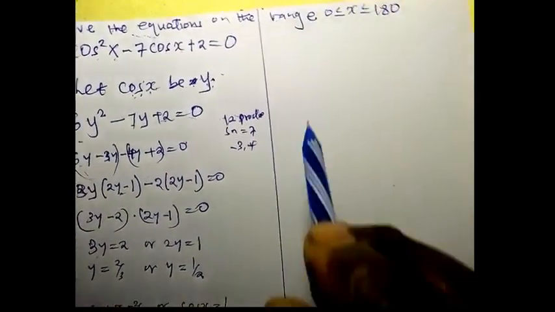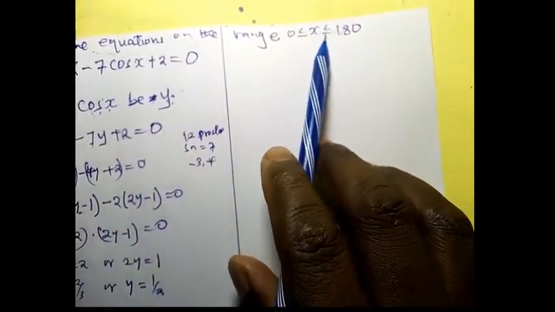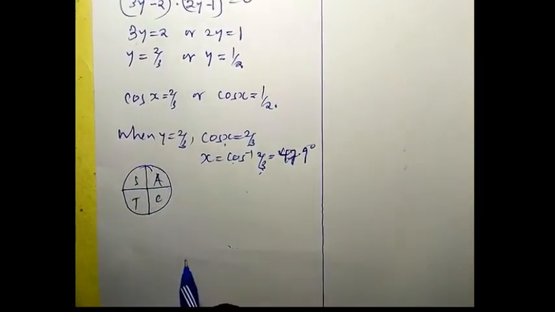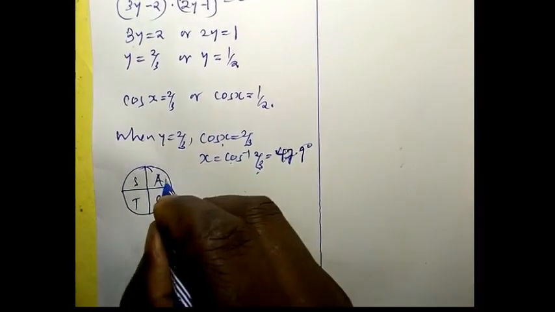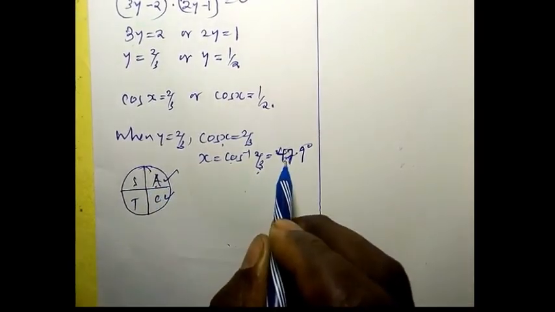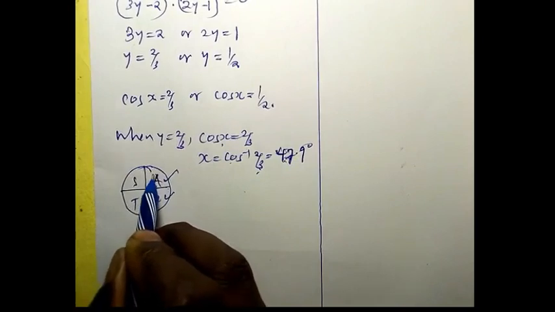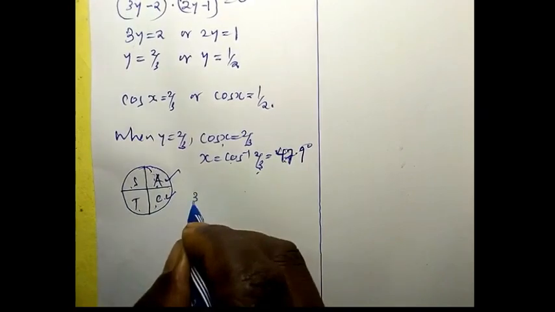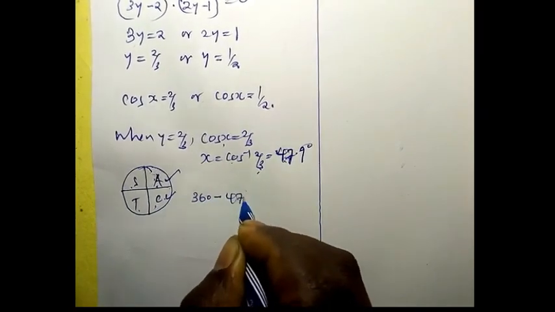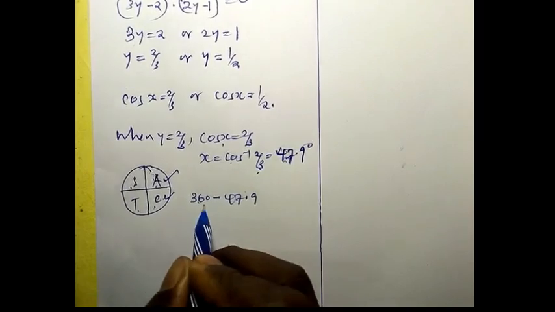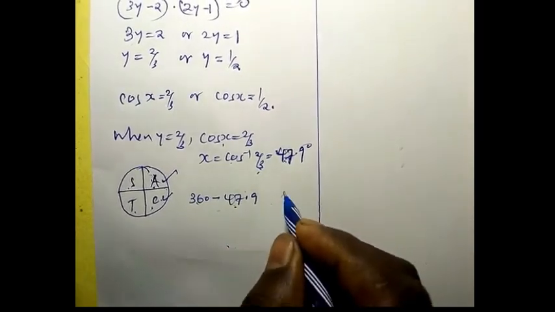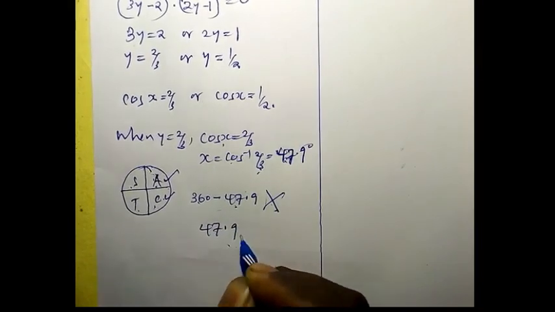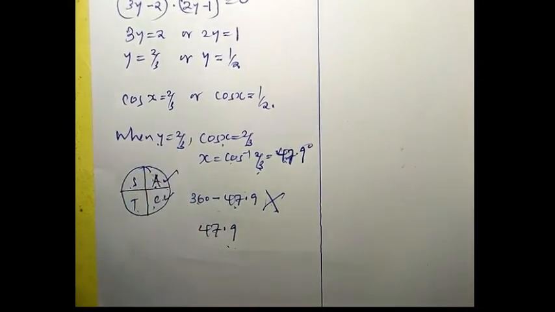So since we were given the range, now we need to use the unit circle, the axes, and check where the cos is positive. The cos is positive here and here. Here we have the first angle, 47.9. The next one would be 360 minus 47.9, but this one is more than 180. Therefore, we have only one angle here, which is 47.9 when y is equal to that.